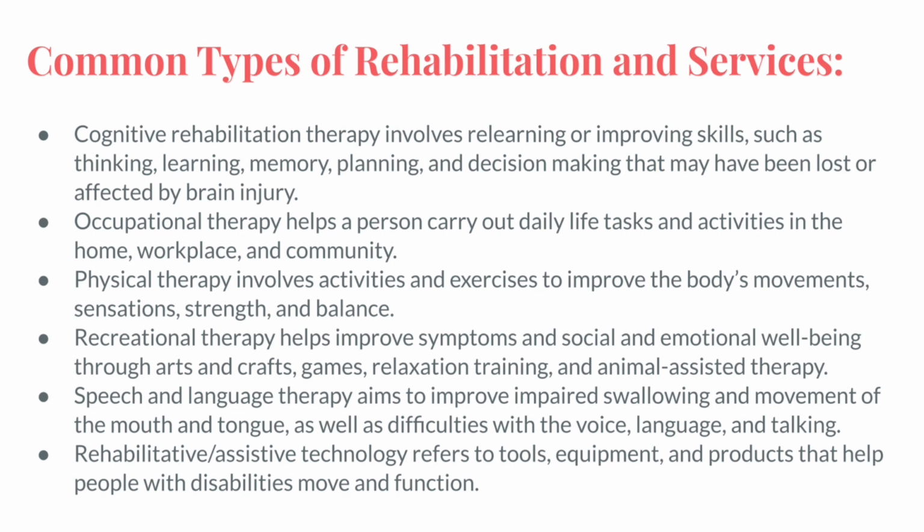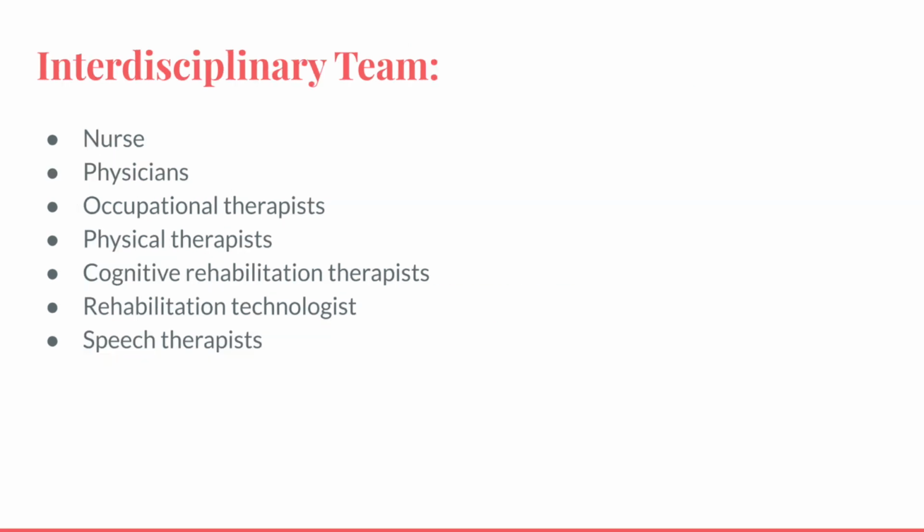Some other rehabilitation services include vocational rehabilitation, which aids in building skills for going to school or working at a job, and music or art therapy, which can specifically help people express emotion, aid cognitive development, and help people with social connectedness. These services are provided by a number of different healthcare providers and specialists, including nurses, physicians, occupational therapists, physical therapists, cognitive rehabilitation specialists, rehabilitation technologists, and speech therapists.